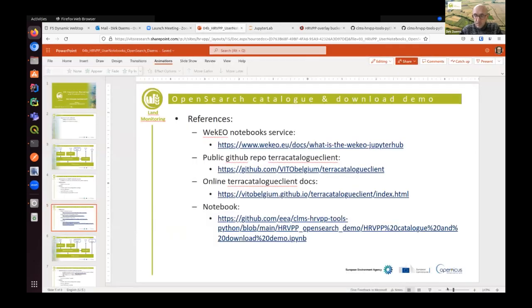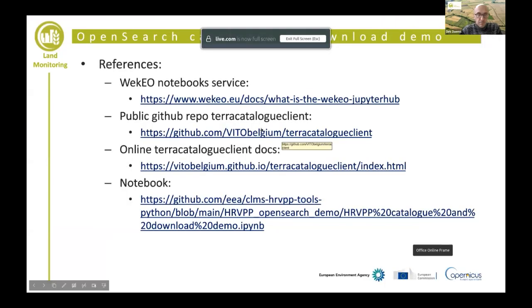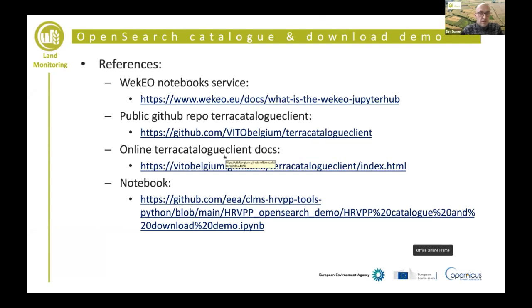So let me go back to the slides then. This is an additional page which contains a link to the notebook example which I showed, but also some other links to, for example, the documentation of the catalog client I used in the notebook example, and also a link to the public GitHub repository hosting the code of the Terra catalog client.